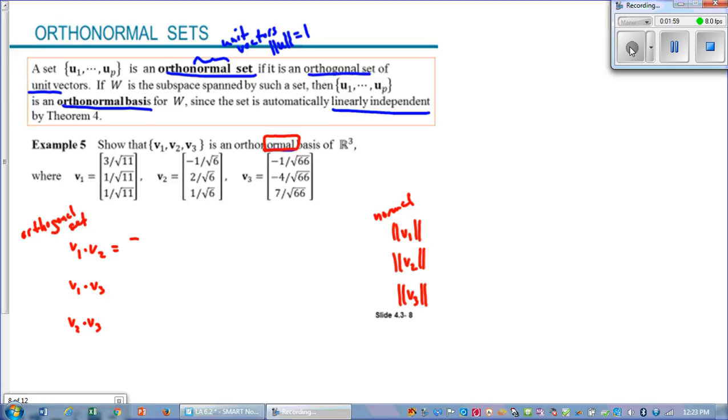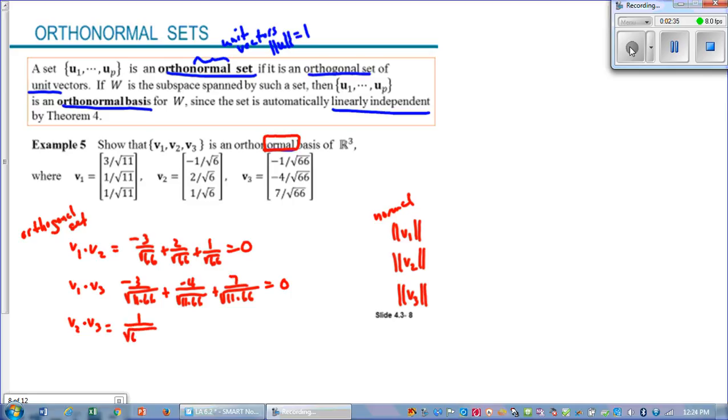Okay, so v1.v2 will be minus 3 over the square root of 66 plus 2 over the square root of 66 plus 1 over the square root of 66, which clearly is 0. v1.v3 will be minus 3 over the square root of 11 times 66, plus negative 4 over the square root of 11 times 66, plus 7 over the square root of 11 times 66, which comes out to be 0. v2.v3 will be 1 over the square root of 6 times 66, minus 8 over the square root of 6 times 66, plus 7 over the square root of 6 times 66, which clearly is equal to 0. So they're all orthogonal to each other.